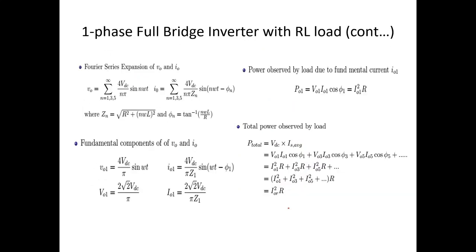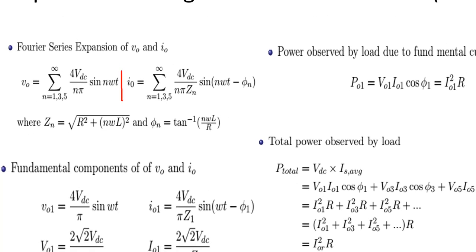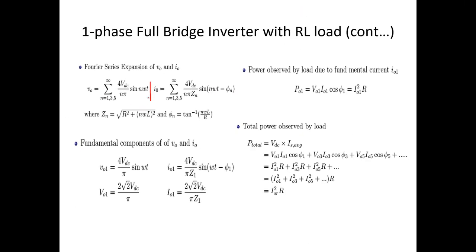Coming to the Fourier series expansion again, the Fourier series expansion for the load voltage would be the same, but for current we have a different expression. You can see here, you have to divide the voltage by the impedance corresponding to each harmonic component, and the phase angle also varies for each harmonic component. How can you compute Zn? This is the formula to compute Zn, and this is the formula to compute phi n. I hope you know. For an RL load, the impedance depends on the frequency.